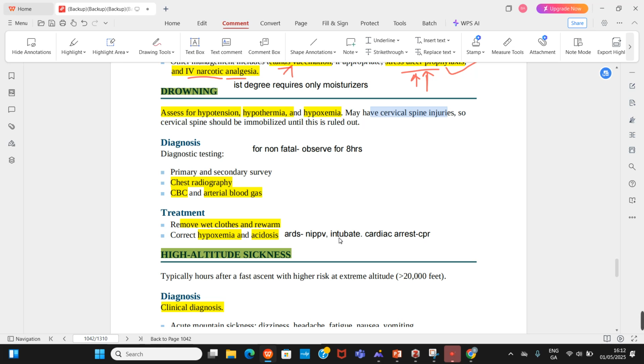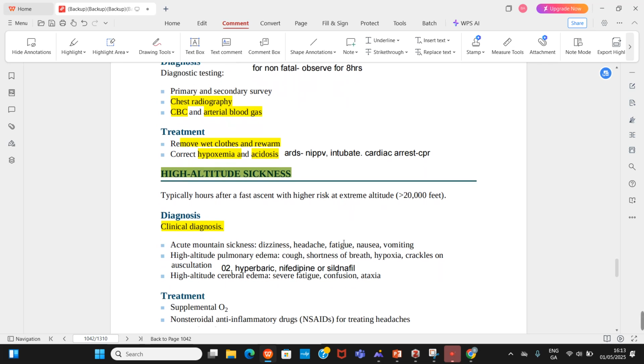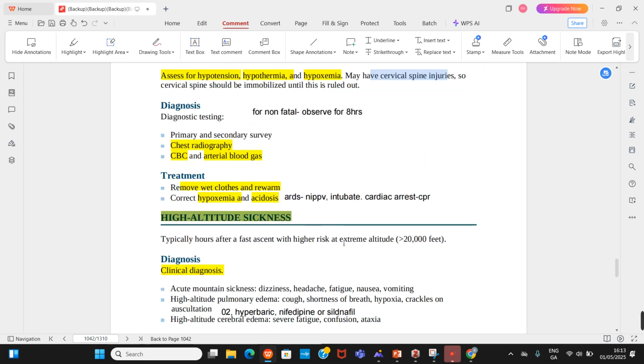But if the child comes in and is normal, no problem. You want to observe them for 8 hours. Do a chest X-ray and observe them in the hospital for 8 hours. Don't pick discharge home. Then order the X-ray again, and if it's normal, tell them to go home. So that's the way we manage drowning.